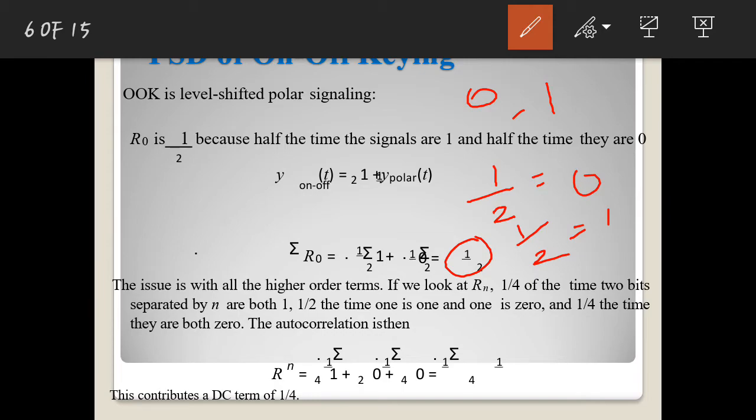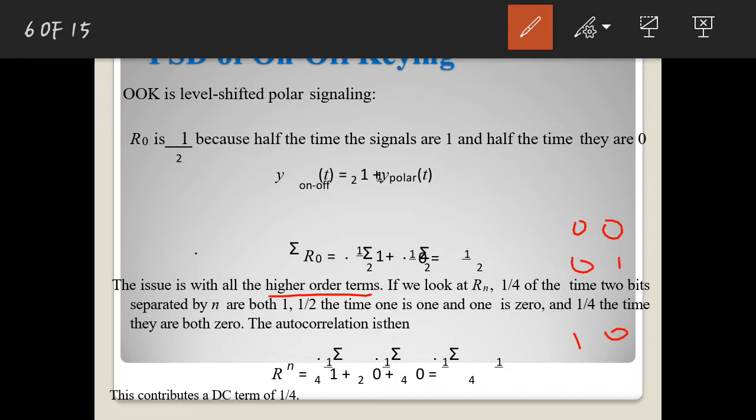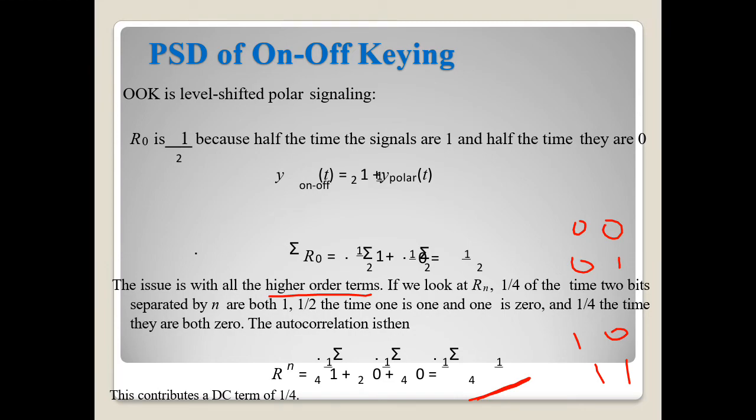Next we go for higher order terms. In higher order terms, we have the combinations 0 0, 0 1, 1 0 and 1 1. So how many combinations? It is 1 by 4. Therefore, the combinations have probability 1 by 4. So the DC term for higher order will be with respect to 1 by 4. For the initial term, R0 is going to be half.